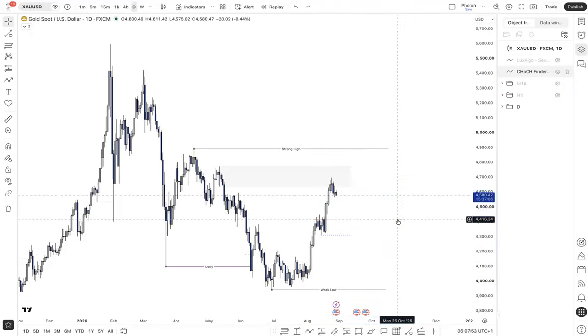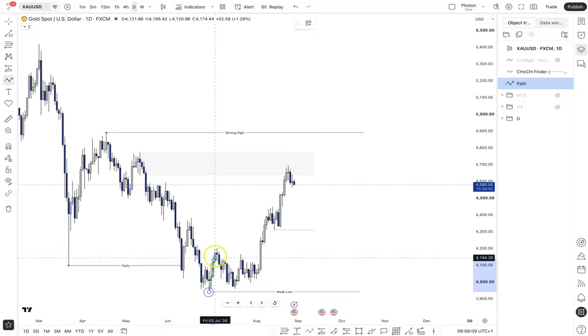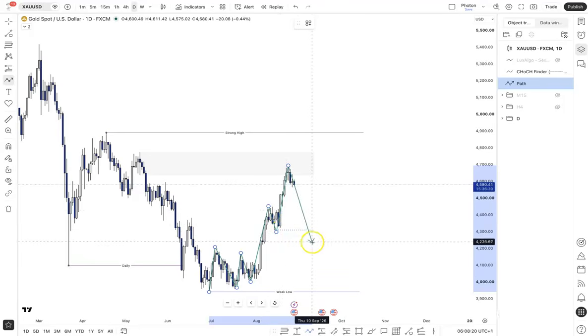How do we know that the pullback is over? Well, for a minimum, I want to see a change of character. So if we take out this candle over here, then we know that there is a change of character, and that is also an internal break of structure. So if I was to mark this as the internal structure, which is just a little finer, for me, this is also the internal structure, and once we take this out, then I say that okay, now probably it's turned bearish and we are ready to go down.